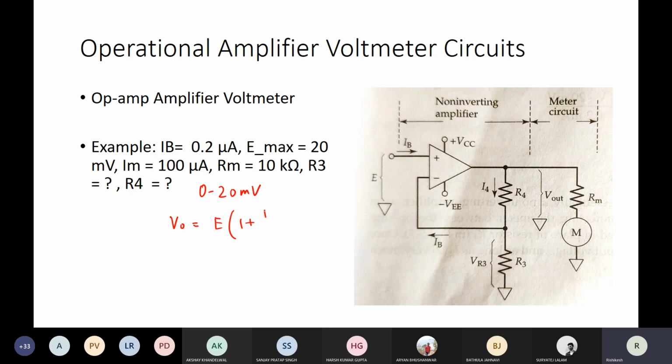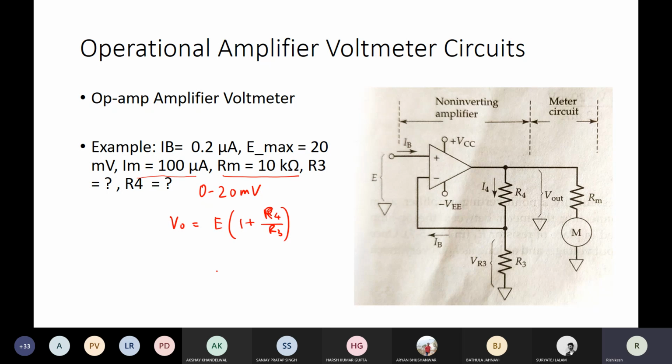In the non-inverting configuration, yesterday we found that the output voltage is equal to E times 1 plus R4 by R3. This is what we had calculated yesterday. Now it will be interesting to see how to choose these values. What you are given is the meter specifications: its resistance is 10 kilo ohm, and the meter's maximum full scale deflection current is 100 microampere.